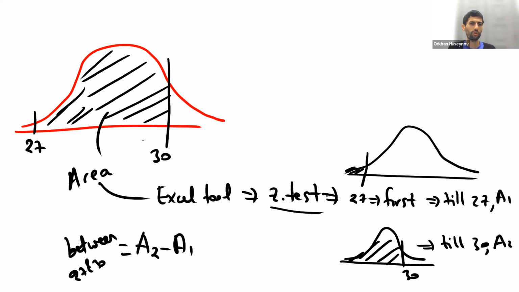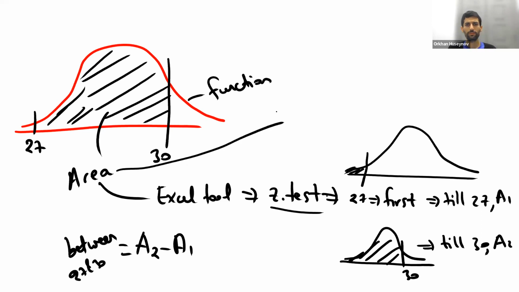You cannot just go count the numbers between 27 and 30. You cannot do that because this one is a sample. Another sample may be different than this one. Okay, this is a function. So for this function, you need to find the area between 27 and 30, and this area will tell you how many percent is between 27 and 30.